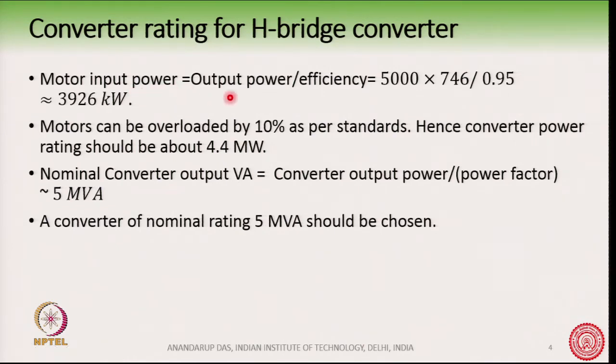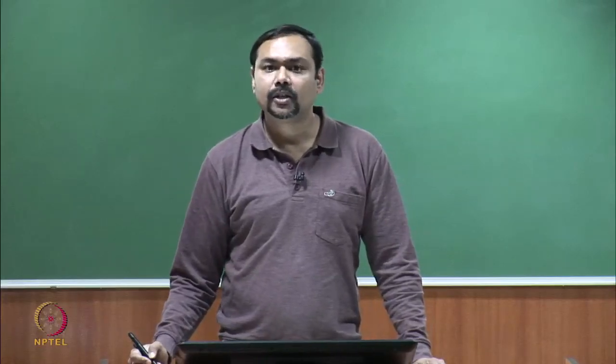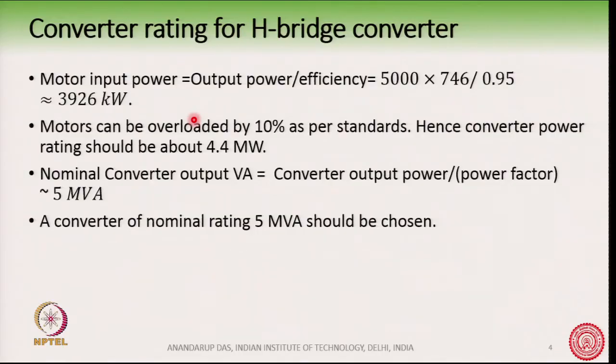So, the motor output power is 5000 HP, and we divide by the efficiency, which is taken as about 95%. So, we see that the motor input power is something very close to 4000 kilowatt. Now, often these motors can be overloaded by 10%. There are several standards, for example the NEMA standard, which say that the motors should perform with the full specification if the load torque is 10% over the nominal torque. So, this is often stated.